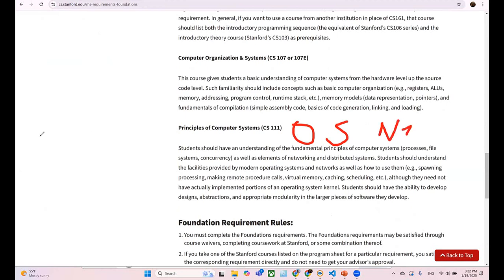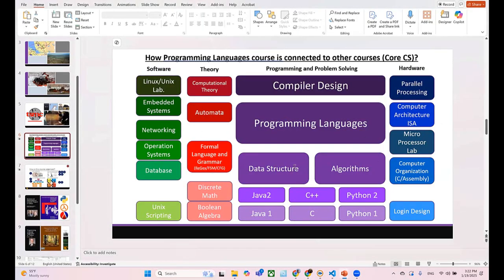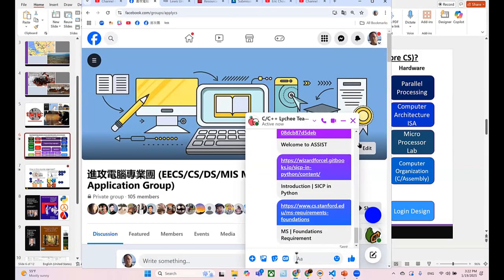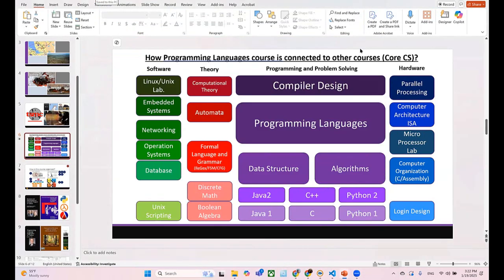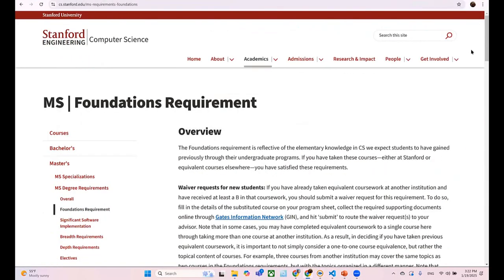So what I want to say is the chart that I show you has the courses that are required by Stanford for the master program. Basically, if you are a computer science major, you will need to take those courses. You need to at least finish these in your four years of college in order to get into a school like Stanford for the master program.